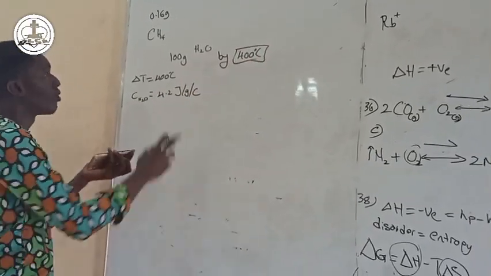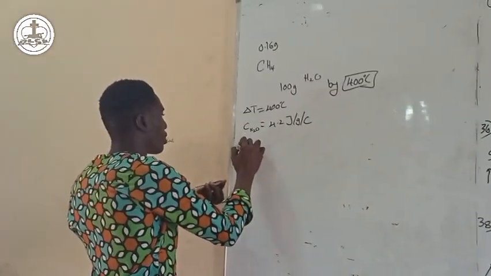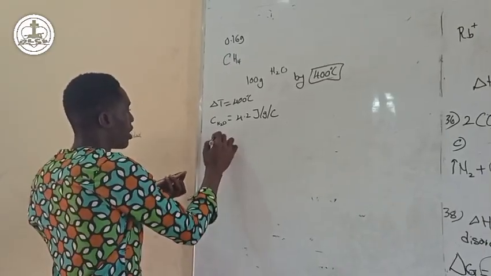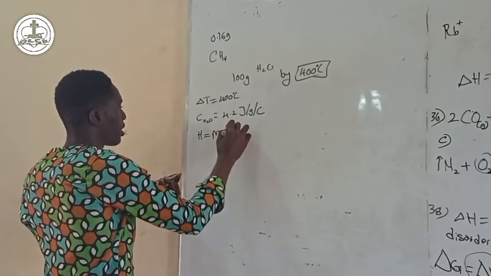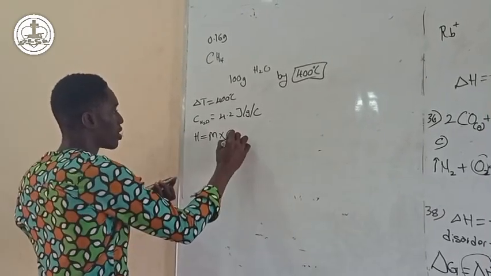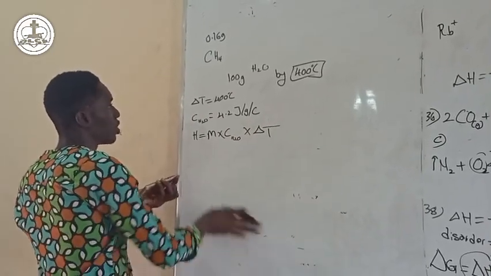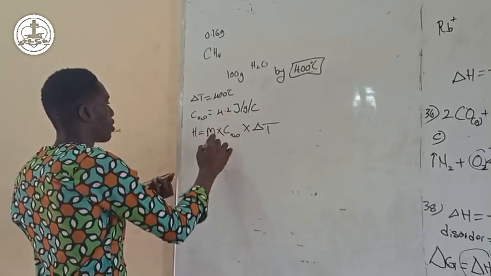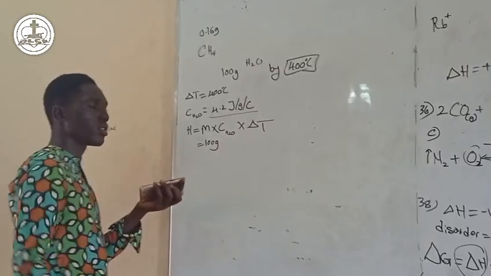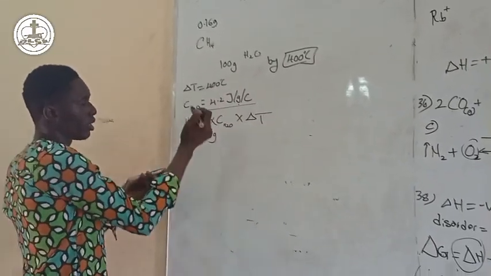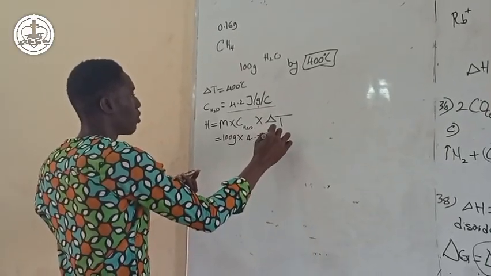So we must know the amount of energy given to water. So the energy given to water, heat energy, is equal to the mass of the water times the heat capacity of water times the change in temperature. So the change in temperature is 400. The mass of water is 1 gram. Since our heat capacity is in joules per gram, we can cancel the gram like this. So times 4.2 times 400.